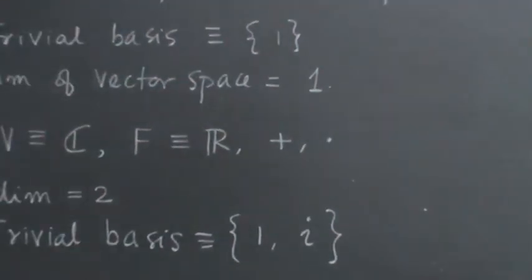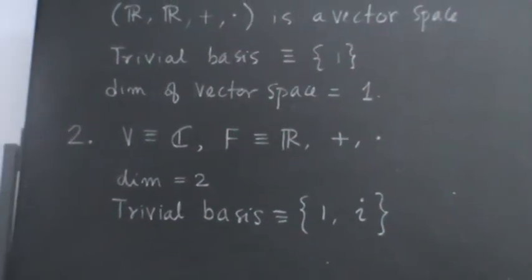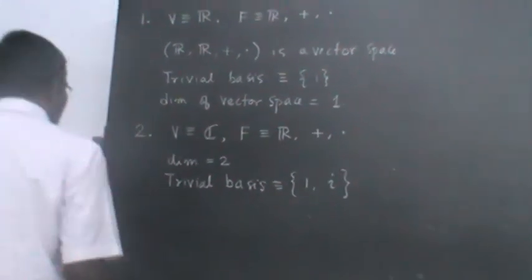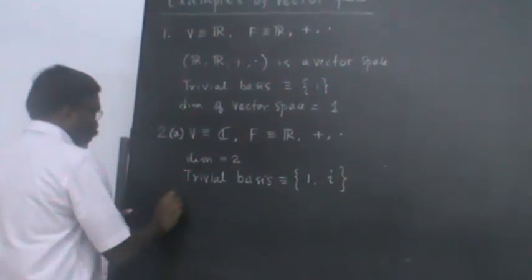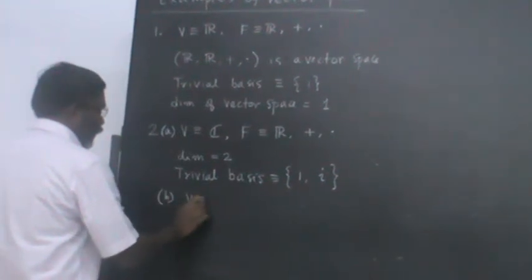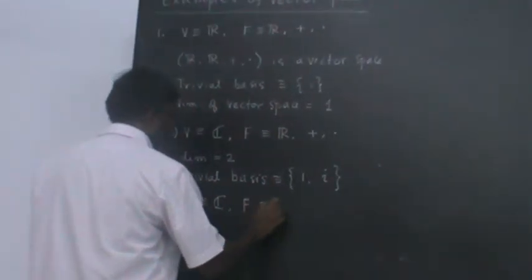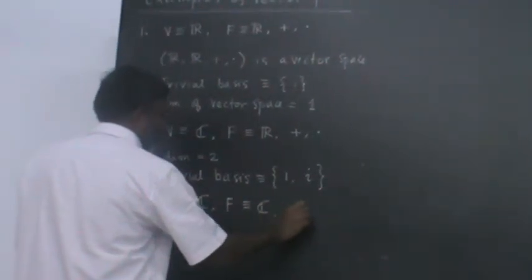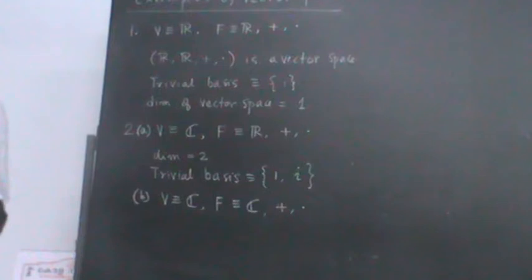But as I told you, you could have any 2 complex numbers which are not along the same line, which are not linearly dependent, can become a basis. So let us call this 2a, 2b. I will take the same complex numbers, but I will choose the field also as complex numbers. I told you my scalar field can be real numbers or complex numbers. Now I choose the field also as complex numbers.